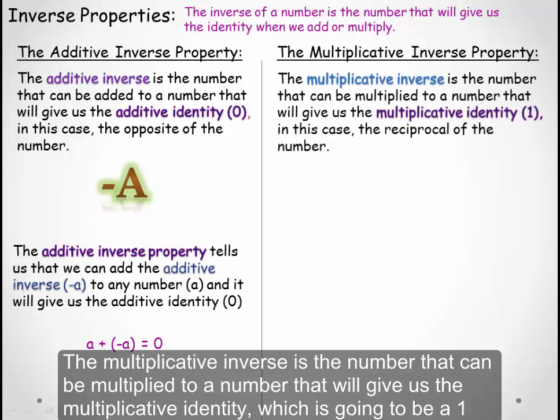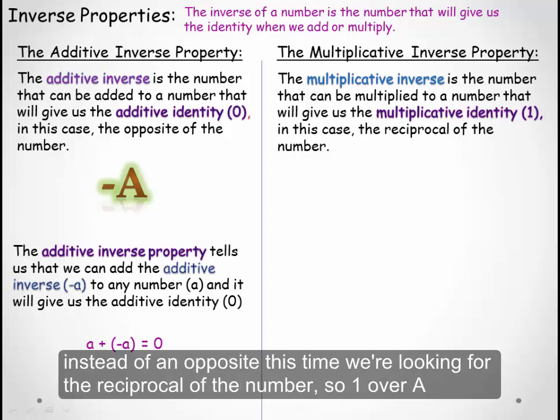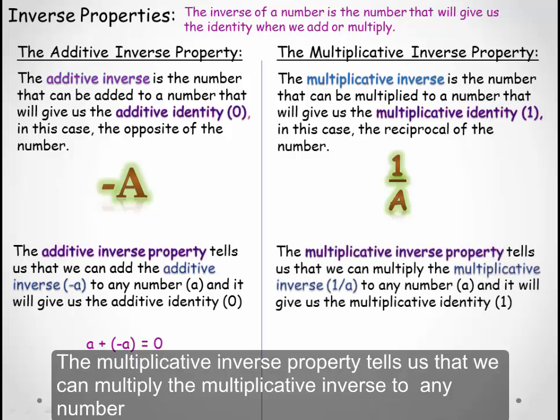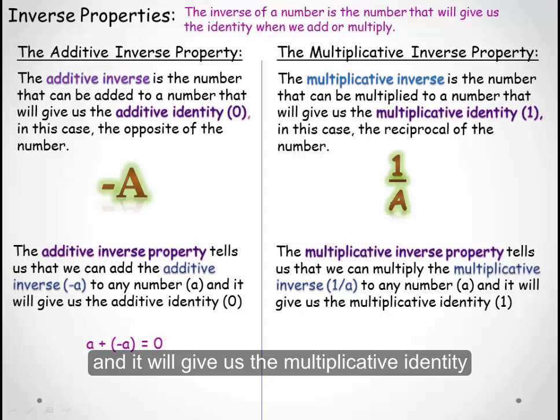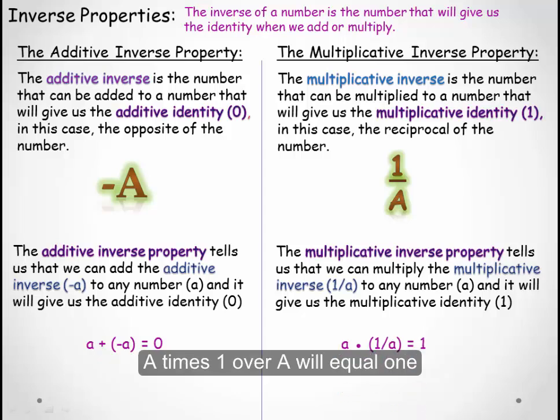The multiplicative inverse is the number that can be multiplied to a number that will give us the multiplicative identity, which is going to be a 1. Instead of an opposite, this time we're looking for the reciprocal of the number, so 1 over A. The multiplicative inverse property tells us that we can multiply the multiplicative inverse to any number and it will give us the multiplicative identity. A times 1 over A will equal 1.